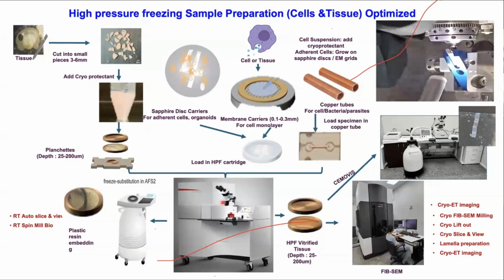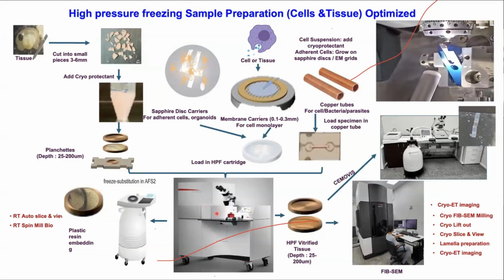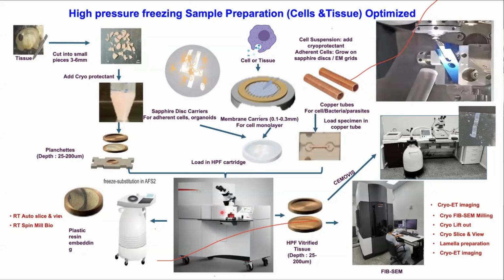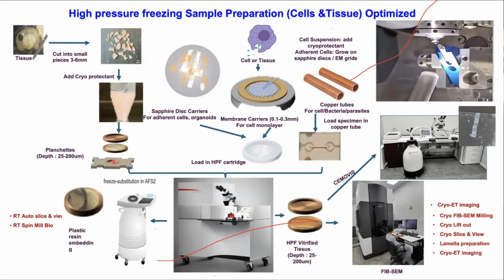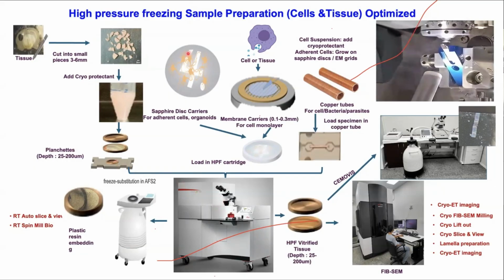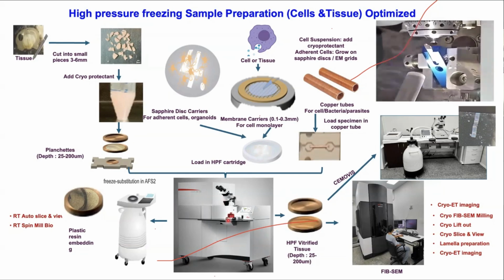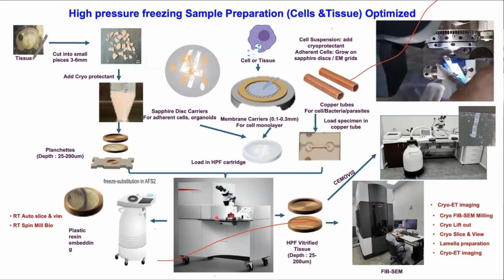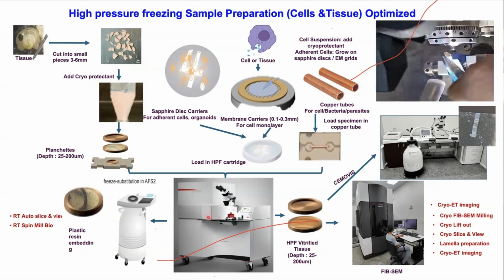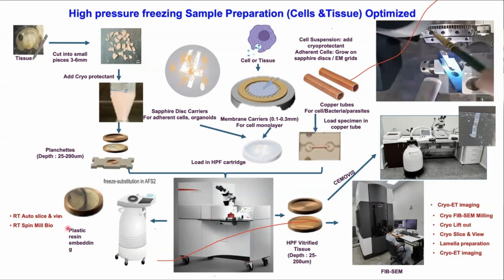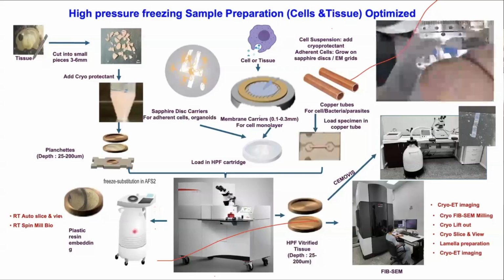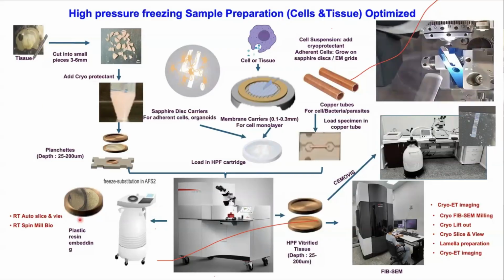Yeah. So this high pressure freezing can be used for making this planchet. The same thing, if you have a cell system, you can grow the cells and load them on the sapphire disc cartridge. Again, you can high pressure freeze it. Or if you have cell suspensions, you can go with copper tubes, high pressure freeze it and use it for that. After high pressure freezing, you can use it for room temperature work by using AFS2 freeze substitution for better fixation.